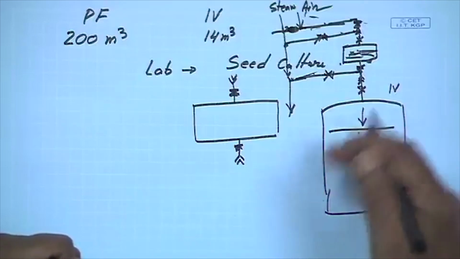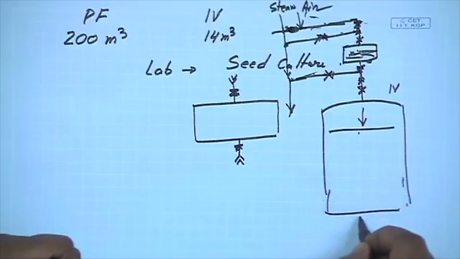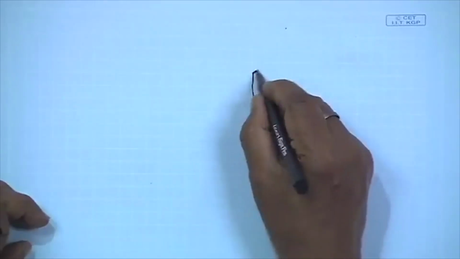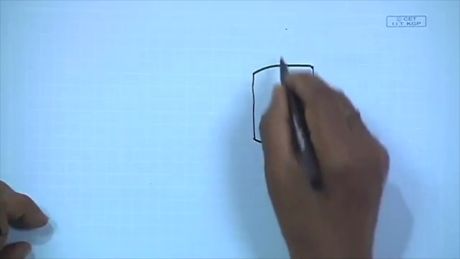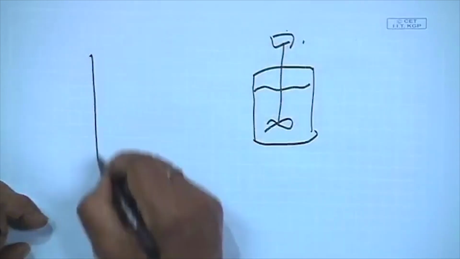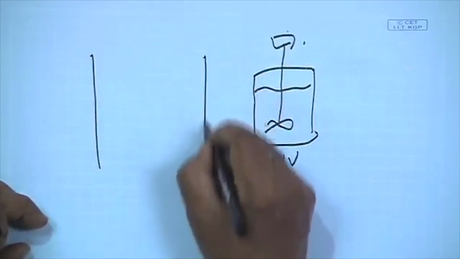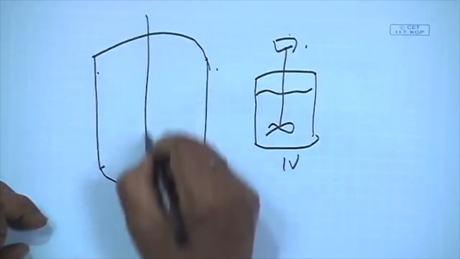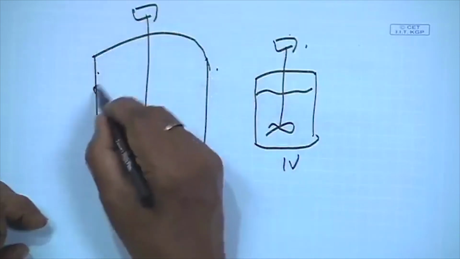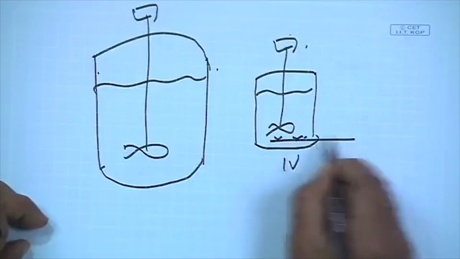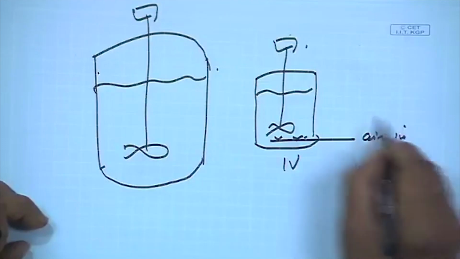But when you get the culture, how do you transfer this culture from the inoculum vessel to the production fermenter? Suppose this is a small inoculum vessel, and this is the big production fermenter. This is the IV, and this is the production fermenter. Here also you have a setup like this. So what do you do? Here we do sparging. This is air in, and this is air out.